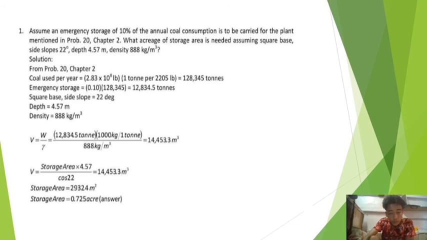2,932.4 meters squared. Now convert to acres. The conversion is 4,047, so 2,932.4 times 1 acre over 4,047 meters squared equals 0.725 acre.